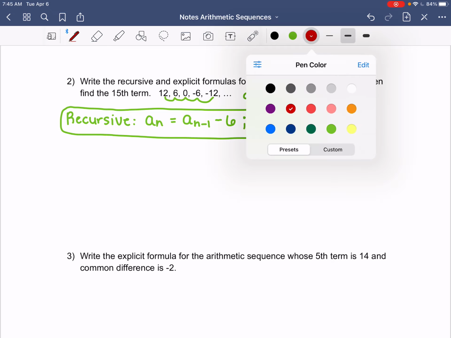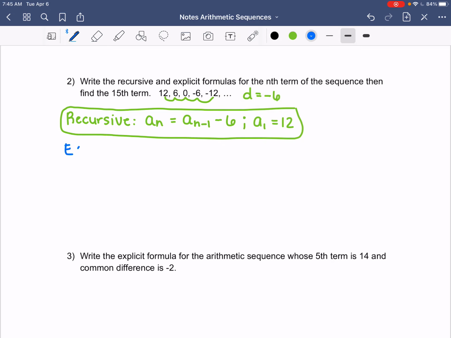All right, now let's do our explicit. So the explicit formula also starts off with a sub n. I don't have it on this page, but the formula is a sub n equals a sub 1, which is 12. So I'm going to use 12 plus parentheses n minus 1 times d, which is negative 6. I'm just going to put in parentheses. And then we do have to simplify this one. We don't leave it in this form.